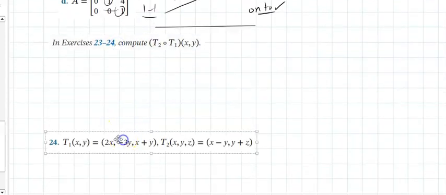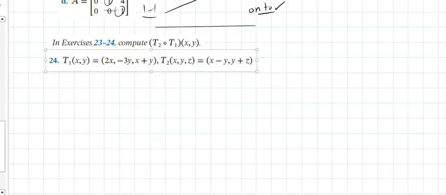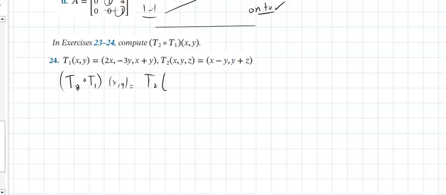And just a quick practice, we did this before. Let's get this composition transformation out of the way. If I take the composition of the transformation on x, y, that would be T sub 2 operating on T sub 1, 2x minus 3y and x plus y, and that would be, so let me fill in the blanks.